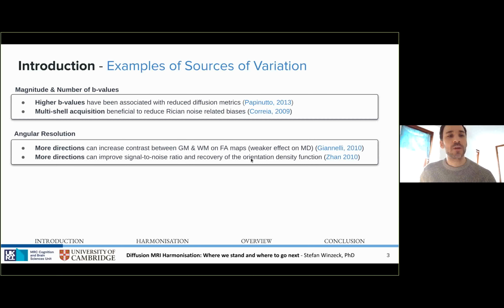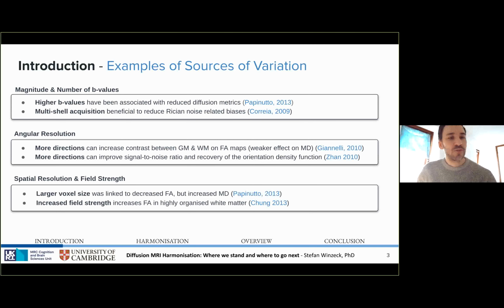So the more directions you have, the better maybe your contrast between gray and white matter on FA maps. Whereas, for example, on the MD maps, this might not have as drastic an effect. Likewise, it could improve signal to noise ratio and help to recover the orientation density function. So you get a clearer signal if you have more directions.